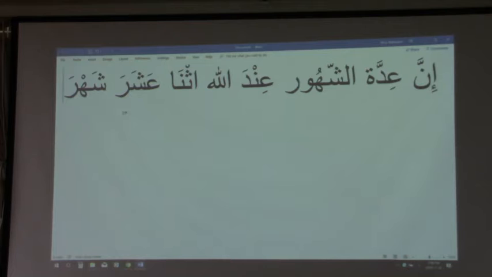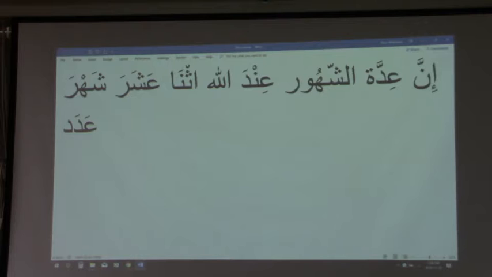Now the word idda, you know it, right? We use it when the lady's husband passes away, we say idda, right? So what's idda? Now, from the word idda, I will write for you this word. Idda is taken from the word adad. So adad means counting. Adad is number, right? Idda means counting the numbers.